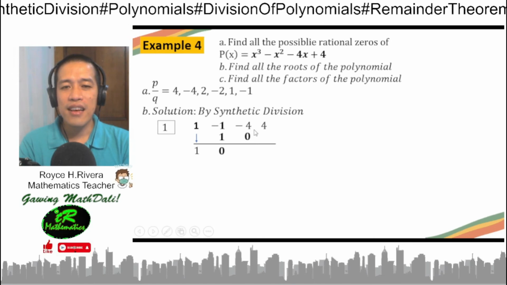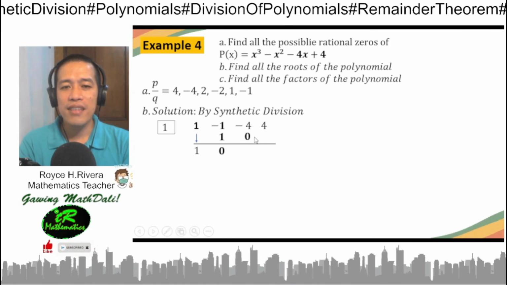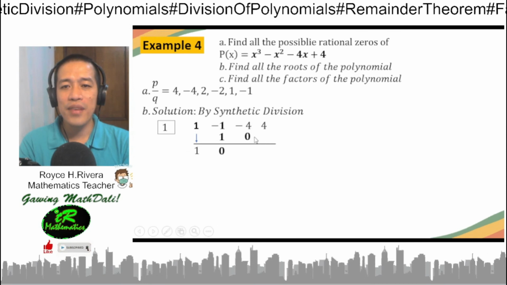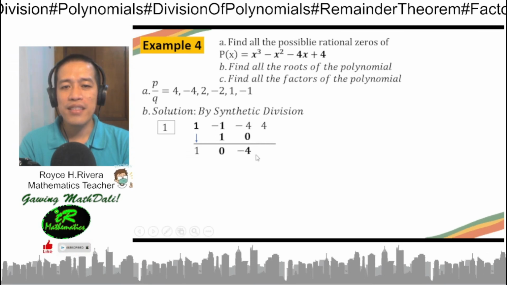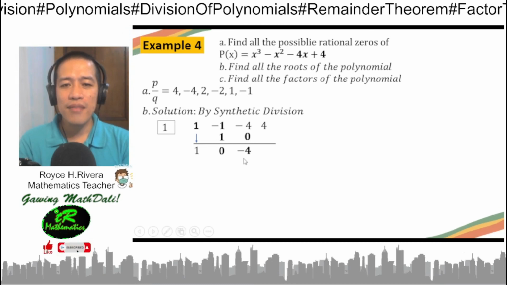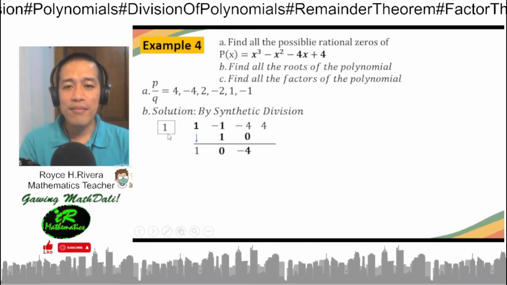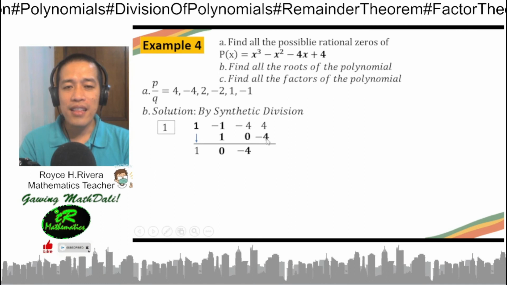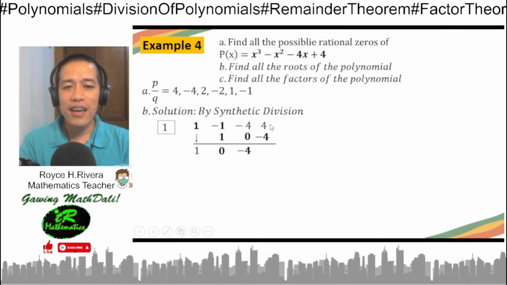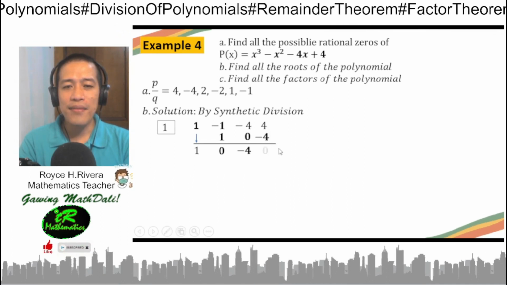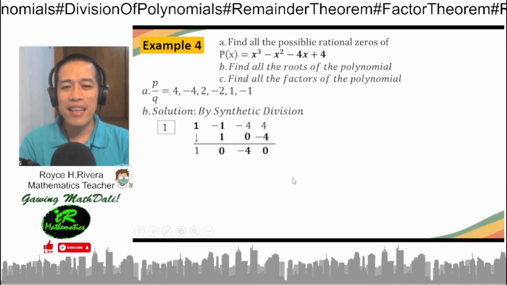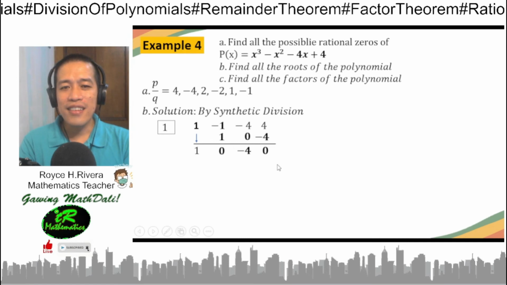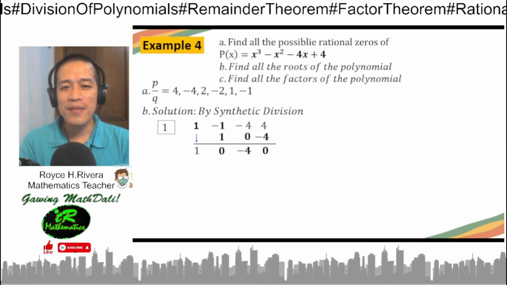We write that under the third coefficient. And then we add negative 4 plus 0 is negative 4. Then multiply negative 4 by 1. We will get negative 4. Then add 4 plus negative 4, 0. So we obtain a remainder which is equal to 0.